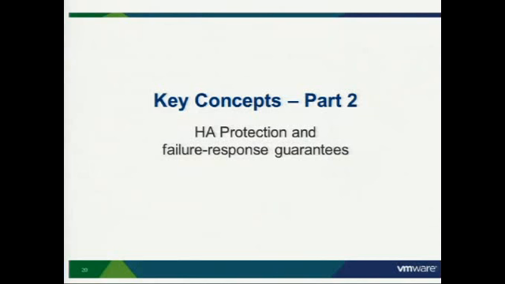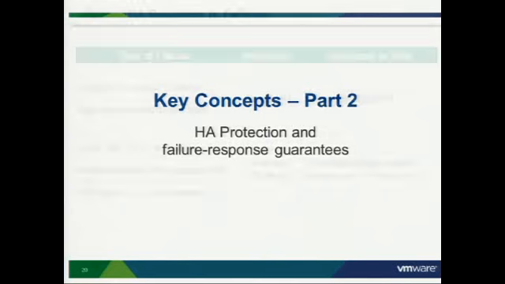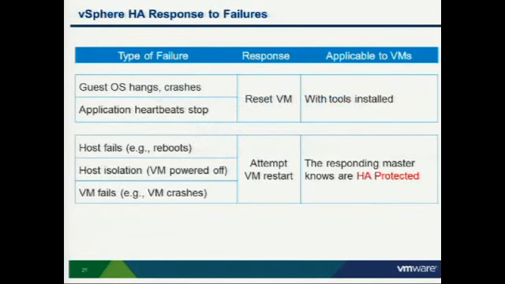Okay, so you may notice when I was talking about the host failures, I was intentionally vague about which VMs are actually being restarted. So this is the topic of the third concept, HA protection and the failure response guarantees. As you may remember from my first slide, HA protects against 5 types of failures, and these can be grouped into 2 categories. The first relate to what's happening in the guest. The guest OS could crash or hang, or application heartbeats can stop, as signaled by a third-party agent running inside the guest. In that case, HA will reset the VM.